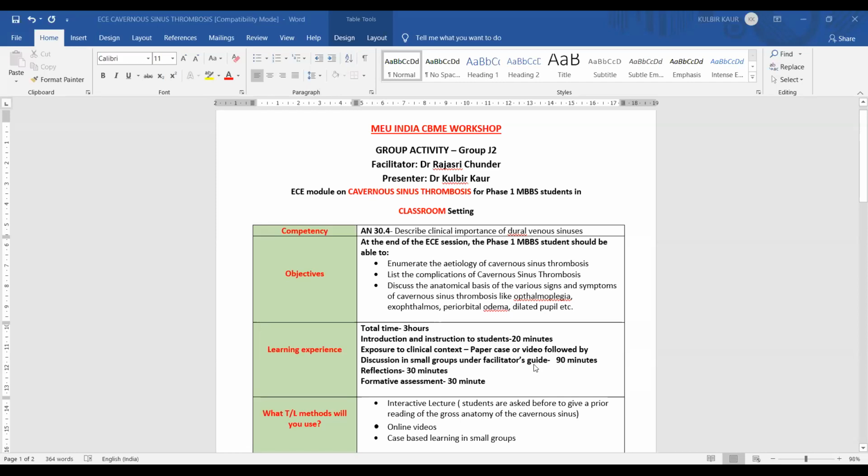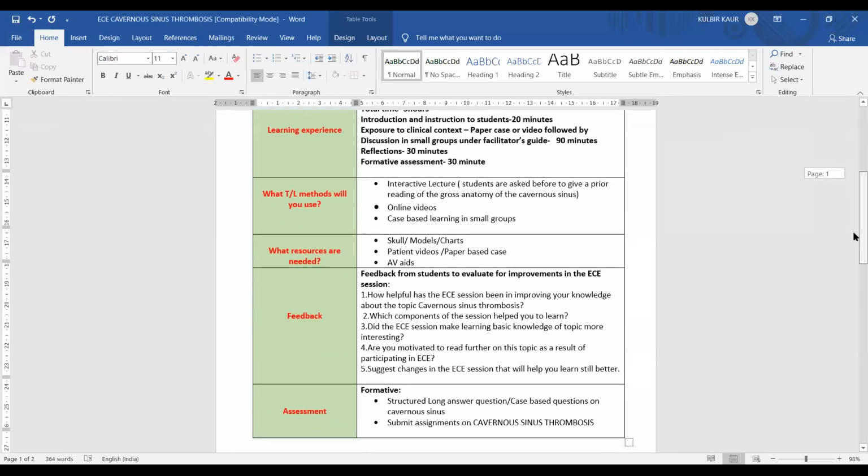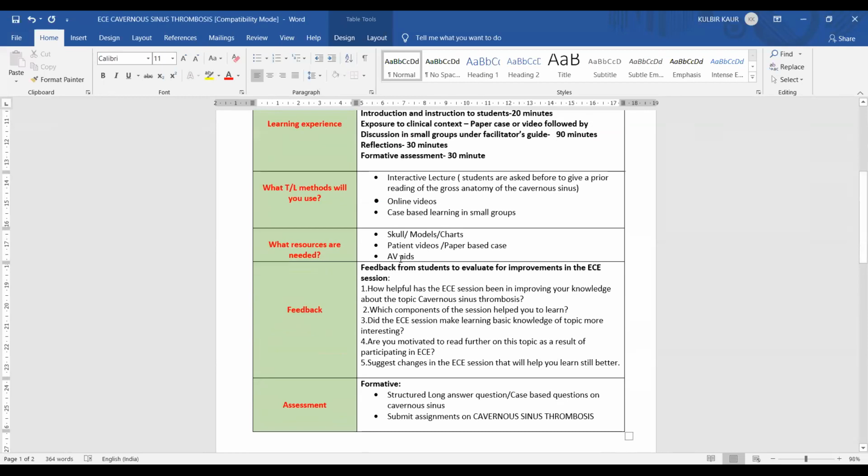Now the teaching learning methods which will be used: that will be the interactive lecture. In this interactive lecture, students are asked beforehand to go through the gross anatomy of the cavernous sinus. Then online video clippings can be shown to the students. Then case-based learning in small groups. Then coming on to the resources which are needed, we will need the skull, models, charts, patients' video clippings, then paper-based case, AV aids, that is, audio video aids that will be required.